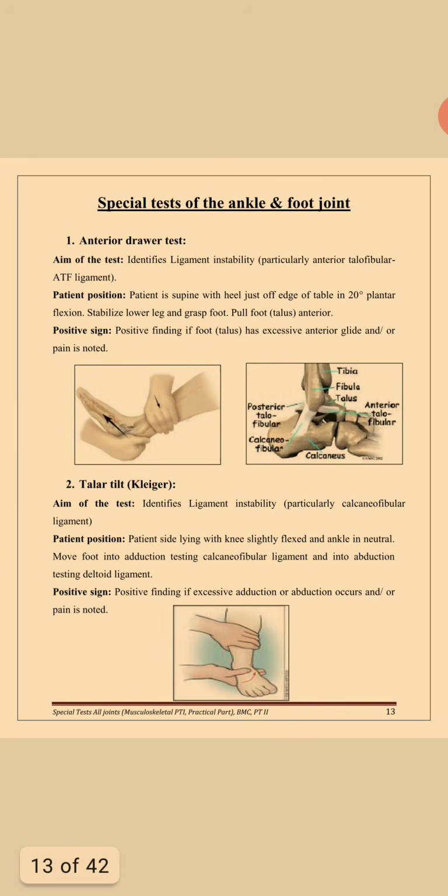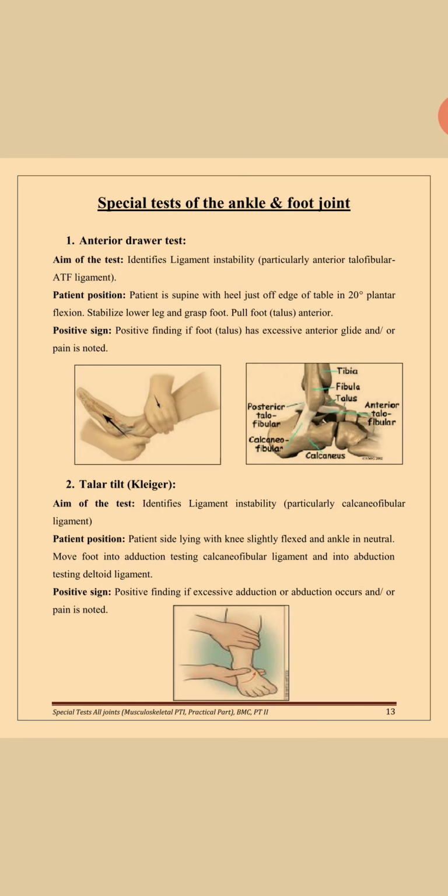Special tests of the ankle and foot joint. Anterior drawer test. Aim of the test: identifies ligament instability, particularly of the anterior talofibular ligament. Patient position: patient is supine with the heel just off the edge of the table in 20 degrees of plantar flexion. Stabilize the lower leg and grasp the foot. Pull the foot and talus anteriorly. Positive sign: the positive finding is if the talus has excessive anterior glide and/or pain is noted.